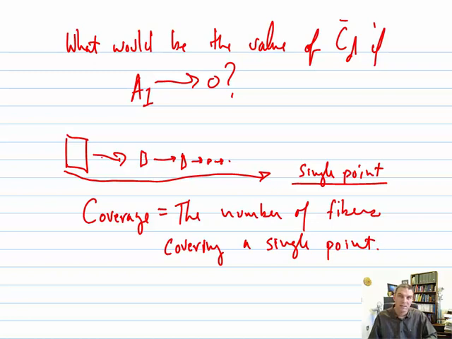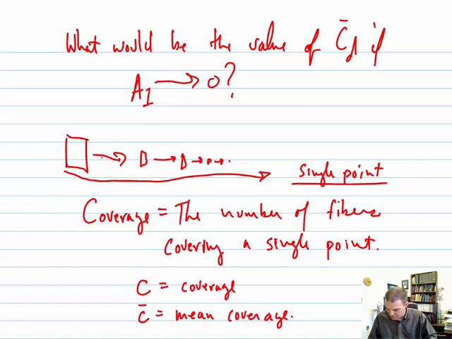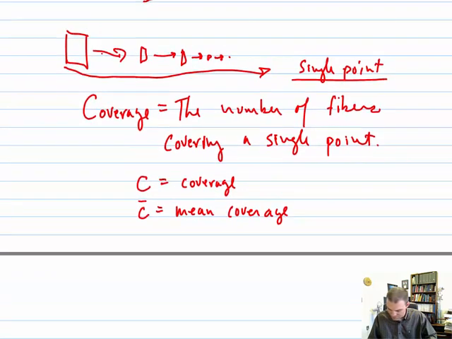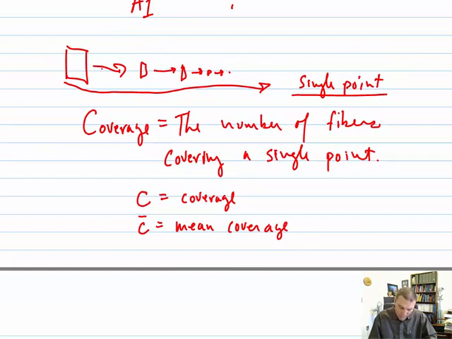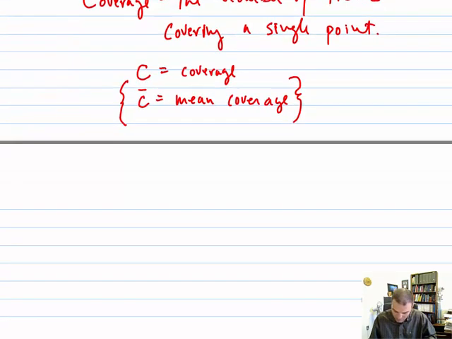So how many fibers cover a point? A point has no area, no size to it. So we just want to know how many fibers cover the single point, and we use just the notation C. So C is equal to the coverage, and C bar would be equal to the mean coverage. Now you should be picking up on this. It's going to be a discrete value again, just like most of the other things we're working with. The critical thing here for looking at the variability and characterizing these distributions is knowing the mean coverage. What's the mean number of fibers covering a single point?